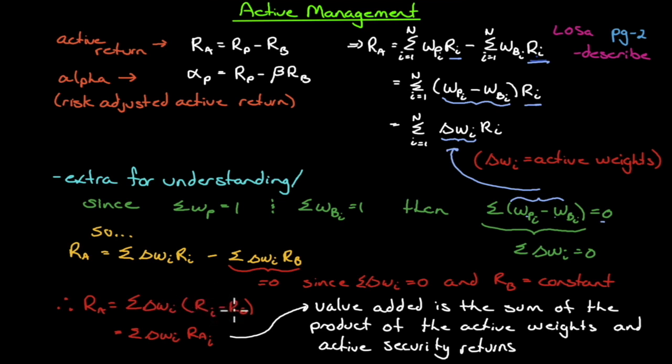than the benchmark, and active return comes from underweighting securities that will underperform the benchmark. Because this term will be negative if we underweight, and this term will be negative if this underperforms, thereby adding to active return. So we can get active return in two ways. We can be overweight the outperformers, or we could be underweight the underperformers. Both add to active return.